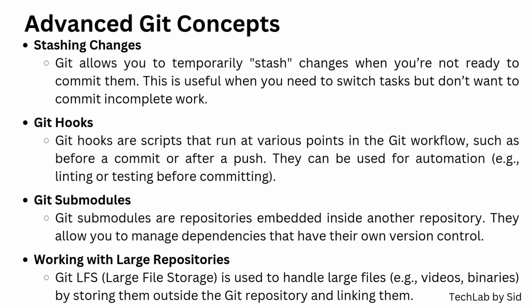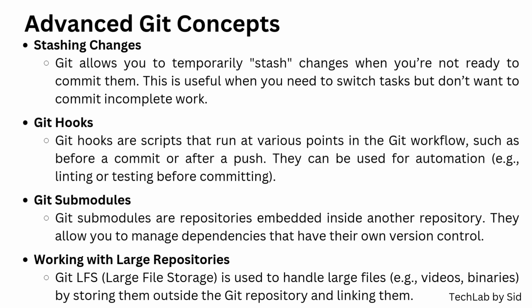Here are some advanced Git concepts. Stashing changes. Git allows you to temporarily stash changes that you are not ready to commit. This is helpful when you need to switch tasks or branches but don't want to commit incomplete work. You can retrieve these stashed changes later when you are ready to continue.